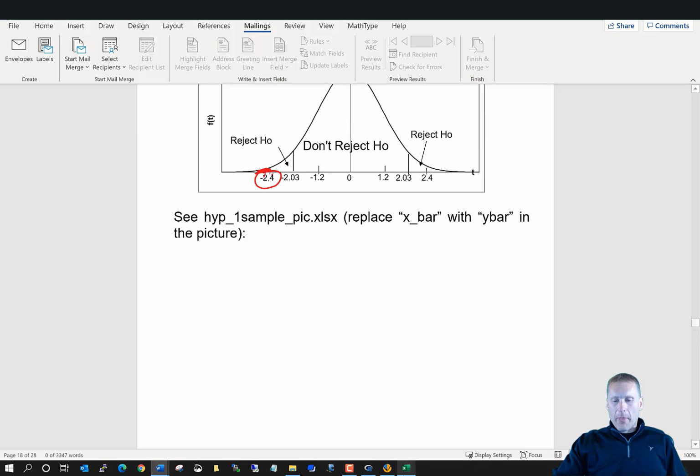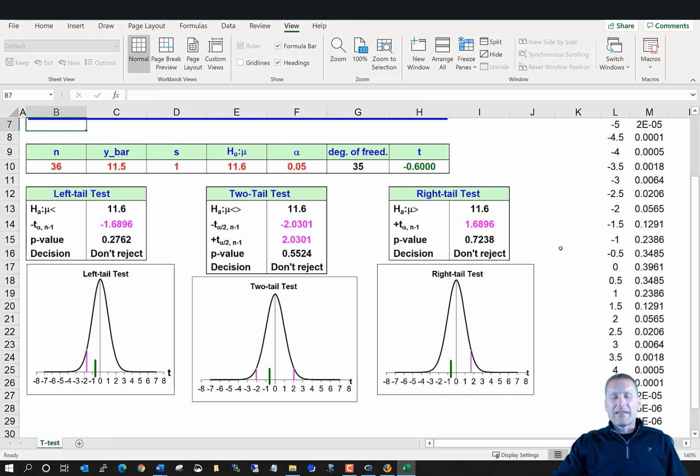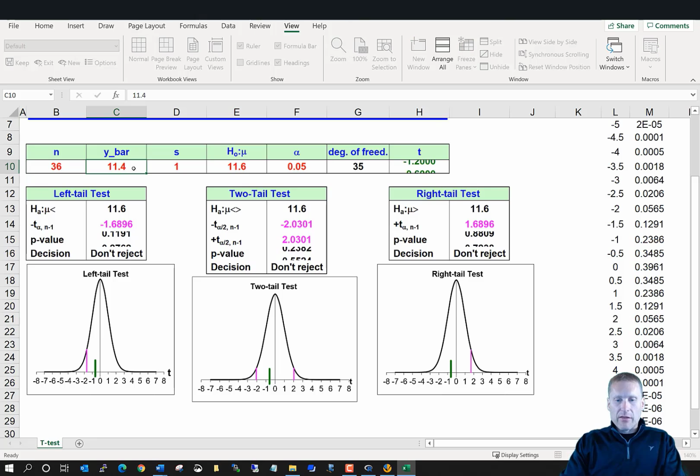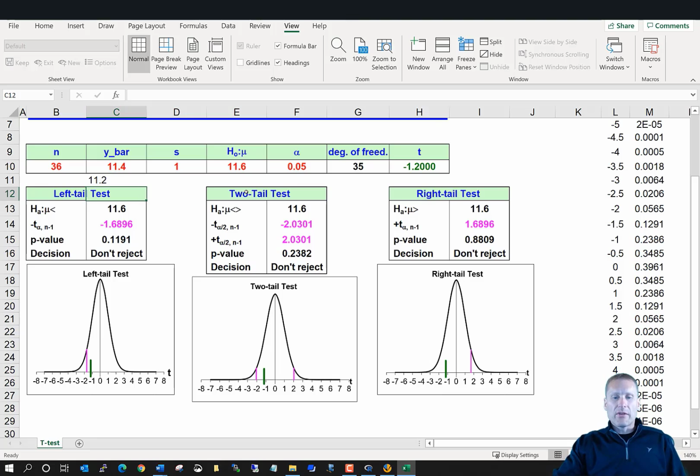Now, to further help you out, I've constructed a nice little Excel spreadsheet, and I want you to investigate this on your own, that allows you to change y bar, and the entire spreadsheet will update itself. For now, just focus on the two-tailed test here, the decision don't reject, and also the plot right below. We'll talk about the other portions of this Excel file later as we go along.